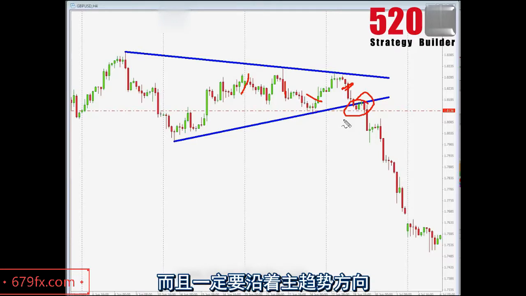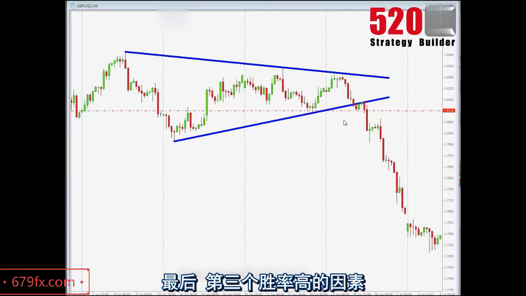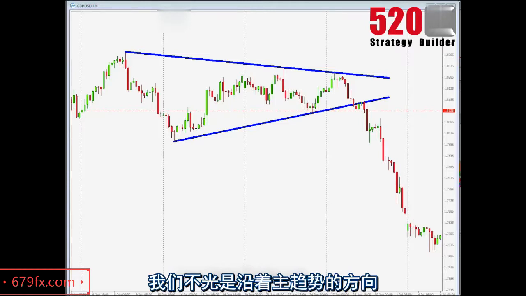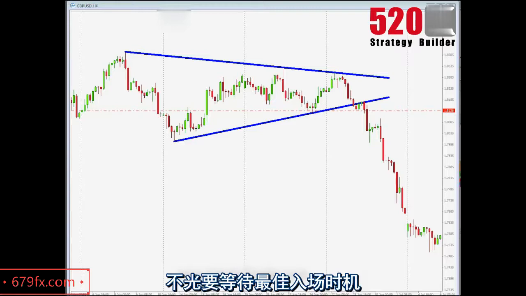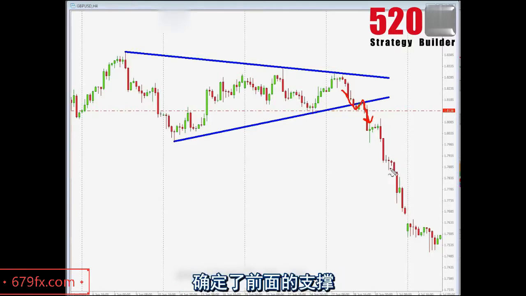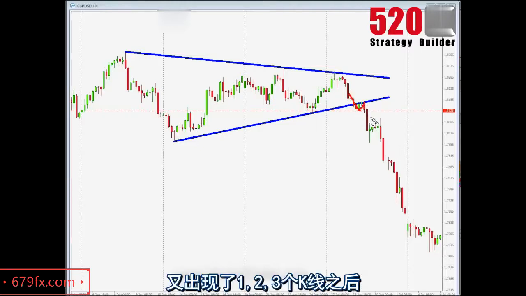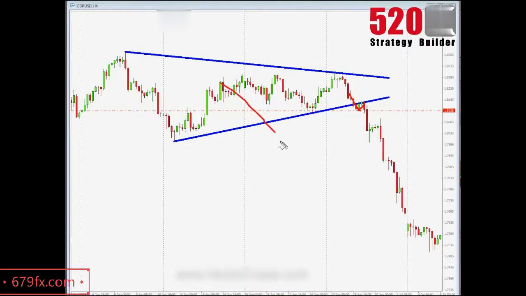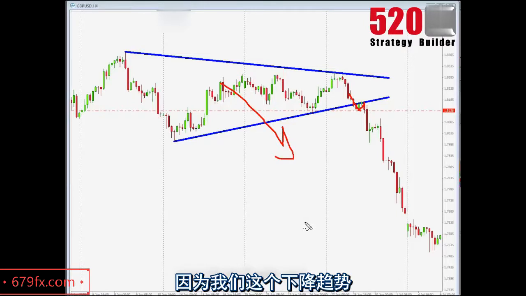And finally, the third reason why this type of setup is a high probability trade is that not only are you trading in the direction of the main trend, and waiting for the right time to enter, but you are also waiting for the confirmation of the breakout. The confirmation comes in the breakout, pullback, continuation pattern, once you confirm that previous support becomes resistance. Once that's been confirmed, after the breakout you get 1, 2, 3 green bars, in this case, since we are trading short.